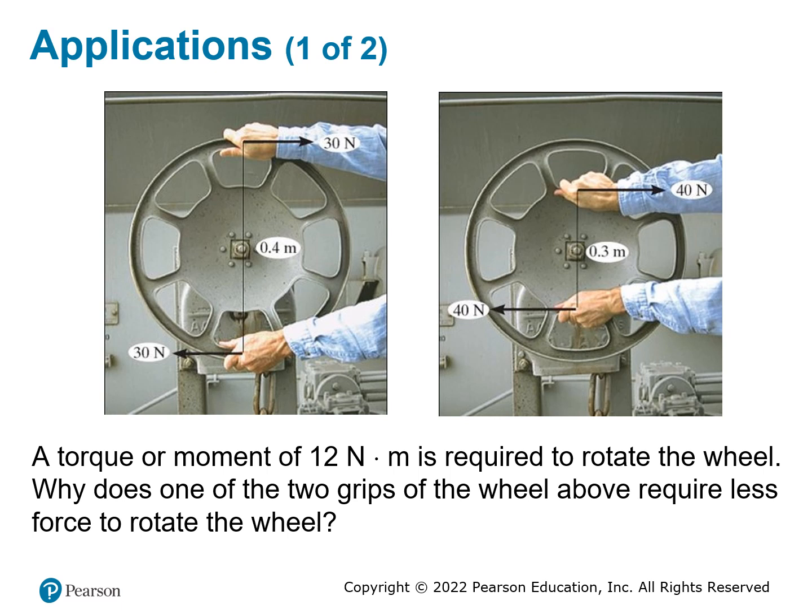Let's start with the applications. In this picture, you can see that we have both hands holding a wheel, and each hand is turning in a different direction, but with the same amount of force. On the top hand, you can see 30 Newton turns to the right. At the bottom, we have 30 Newton turns to the left. It will cause the wheel to purely rotate about the center. And the distance between these two is 0.4 meter.